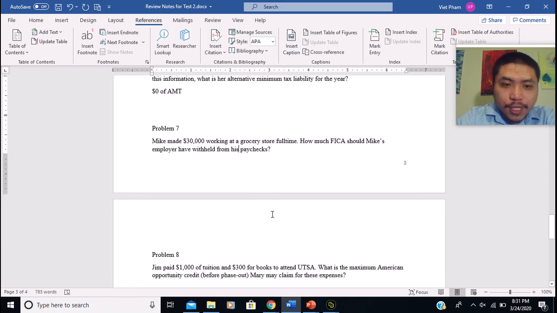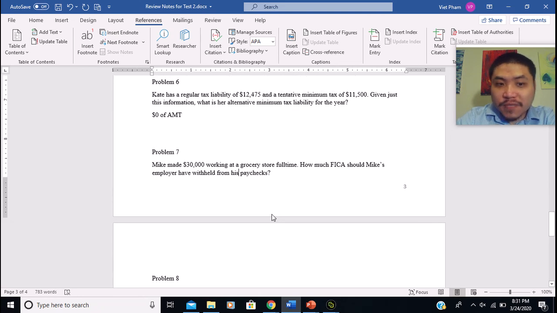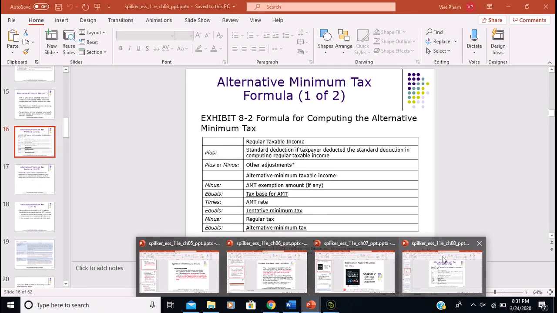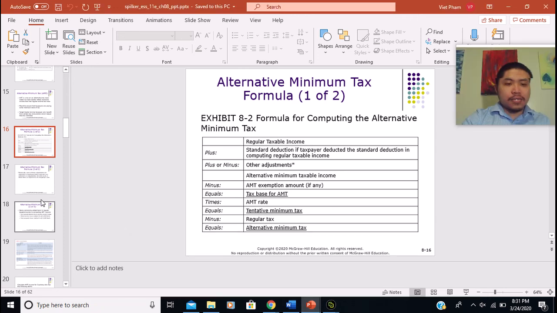Right. So here we have to calculate the FICA taxes for this guy. So we know FICA taxes, there are two components, right? There's Social Security tax and there's Medicare tax.